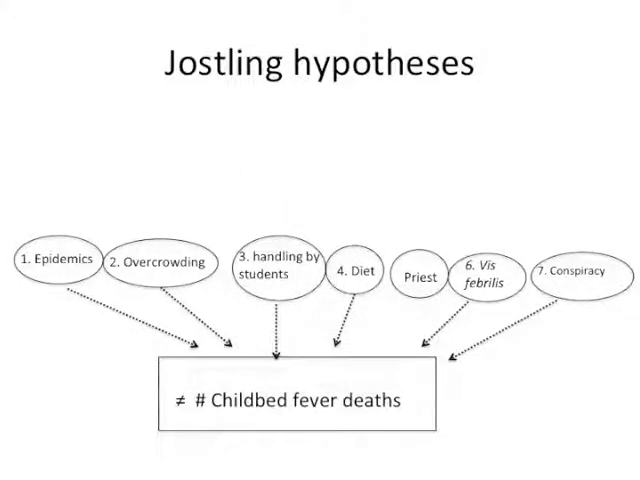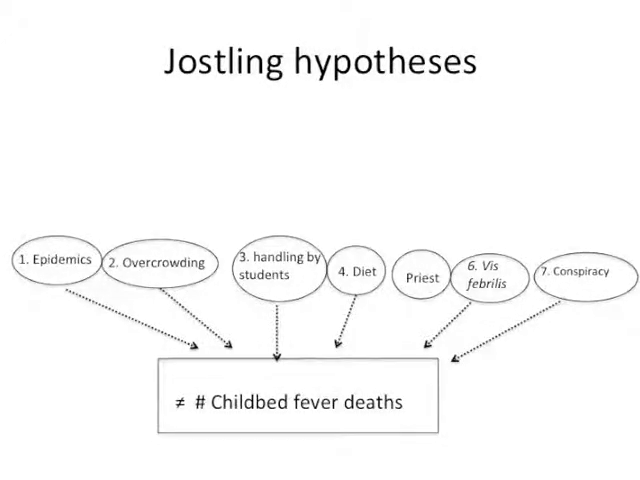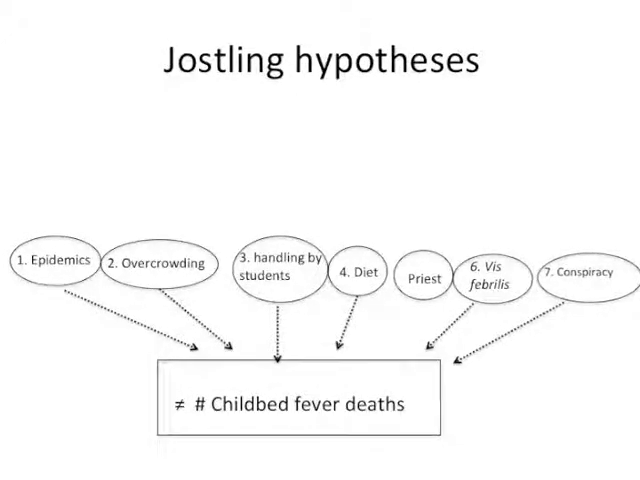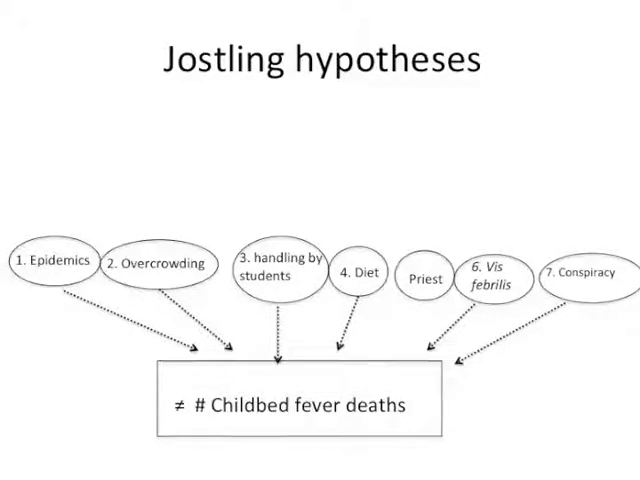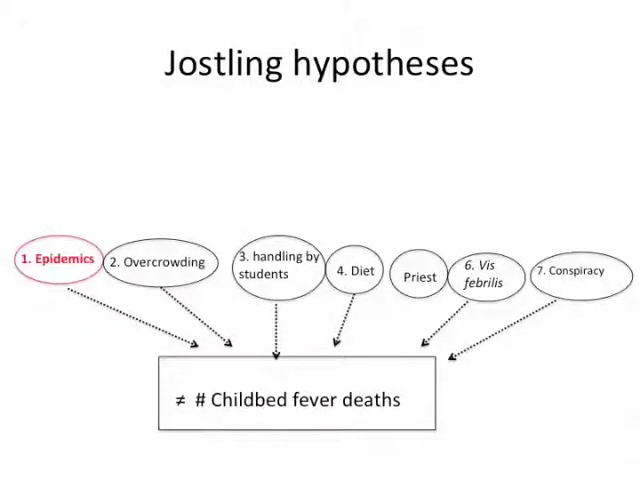So we have here a group of competing hypotheses, right? All of which try to explain the differences in the number of childbed fever deaths in between the two divisions of the hospital, and then in between the hospital and outside of the hospital. So we have the epidemics explanation, then you have the overcrowding hypothesis, and the hypothesis of the damage caused by medical students, and the diet hypothesis, the priest hypothesis, then you have the vis febrilis hypothesis, then you have the conspiracy hypothesis. Okay, let's try to evaluate each of these hypotheses to see how good they are.